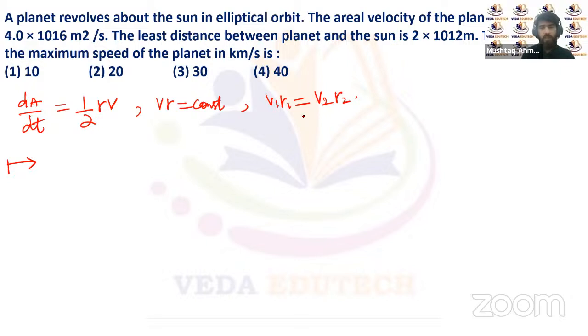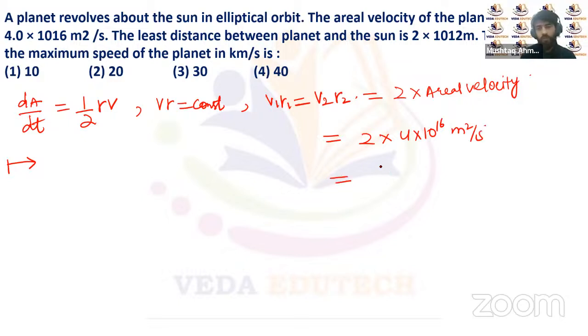Now the area velocity is given as 4 into 10 to the power 16 meter square per second. Twice the area velocity will be rv. So V1 R1 will be 8 into 10 to the power 16. That will be V1 R1.